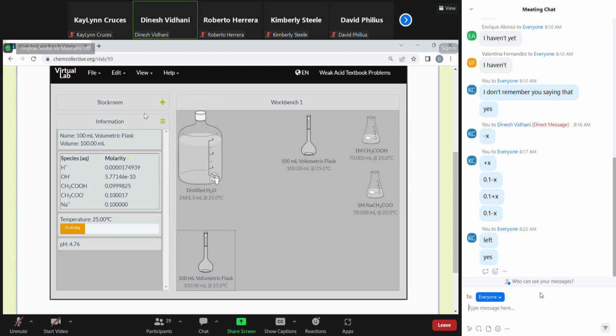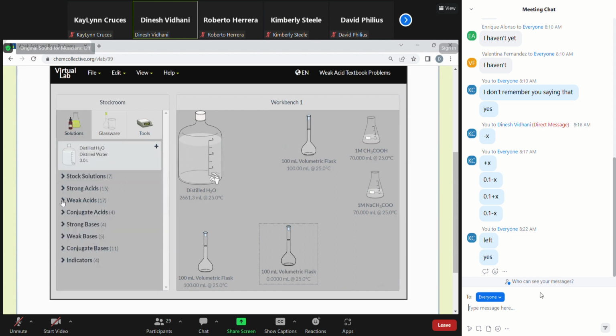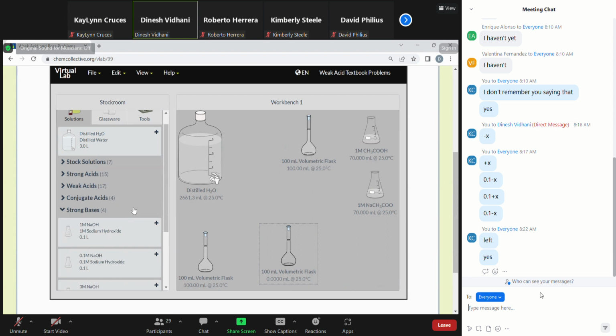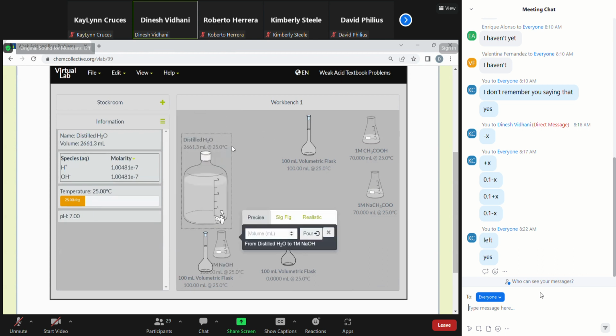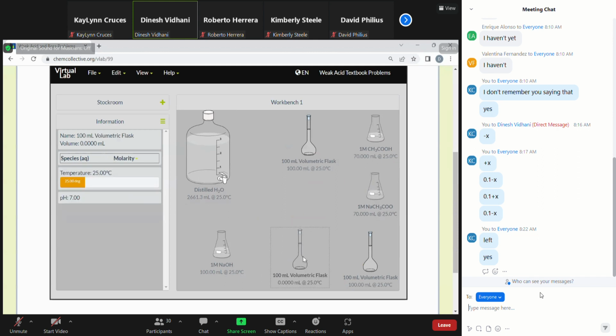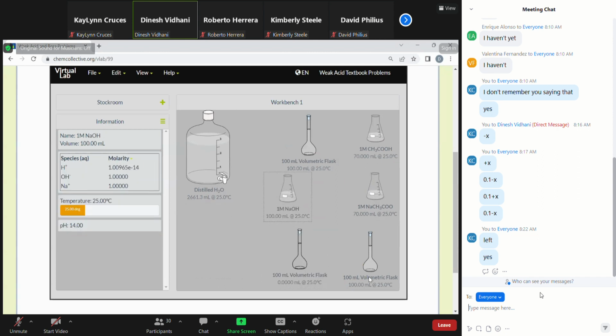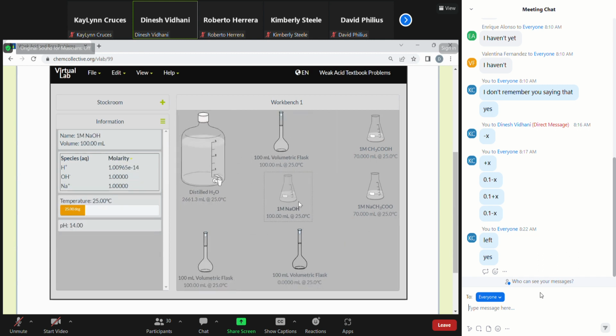Now, I'm going to prepare another solution. I'll take a volumetric flask, put it there. And this time I'm going to add strong base and see what the change is, right? I'm going to add sodium hydroxide. Let's say I have 1 molar sodium hydroxide, which is right here. Okay, I'm just trying to organize my bench.